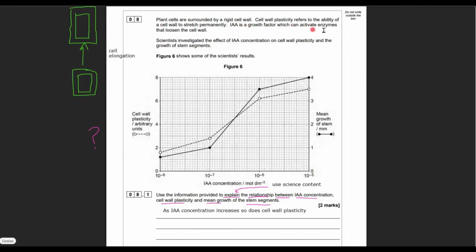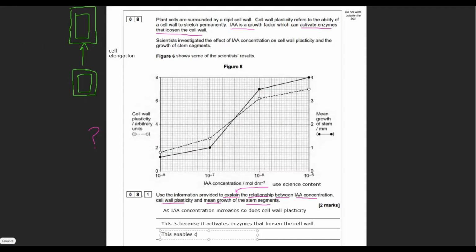Okay, now I put a little question mark here. We need an explanation. So why does the cell plasticity increase? Well, if we look up in the stem, they told us that the IAA is a growth factor which activates enzymes that loosen the cell wall. So I'm going to put that in my answer. This is because the increase in IAA activates enzymes that loosen the cell wall, and therefore the cell elongates. And this would explain why we get more growth of the stem. And that's going to get me all the marks.